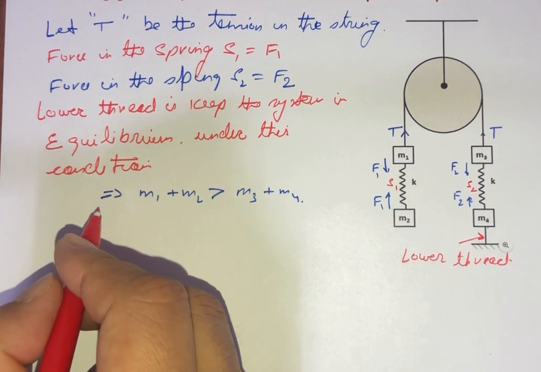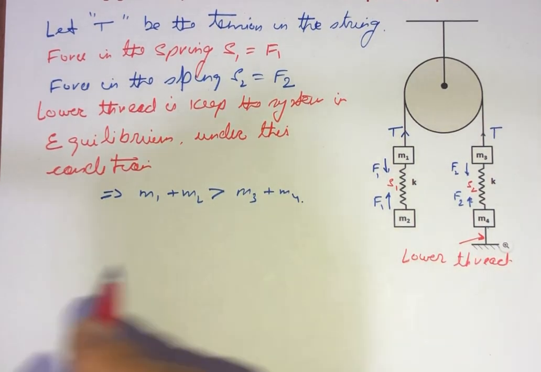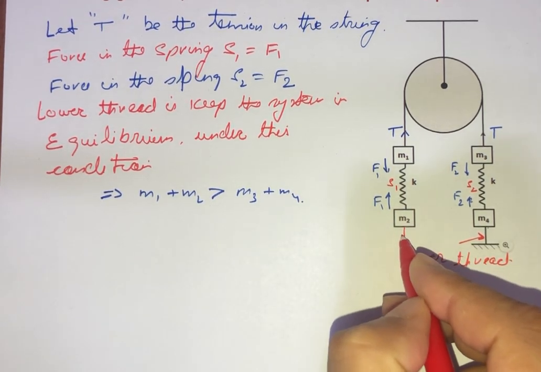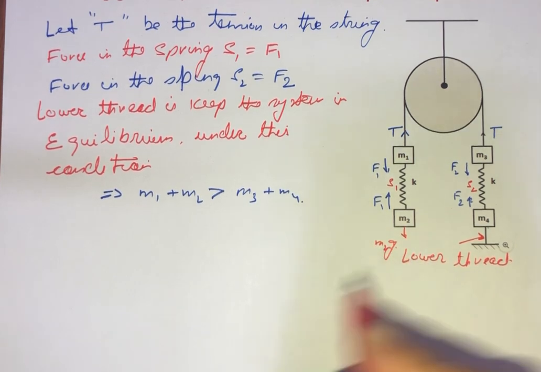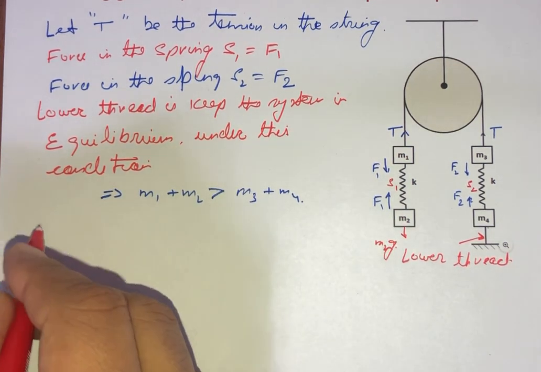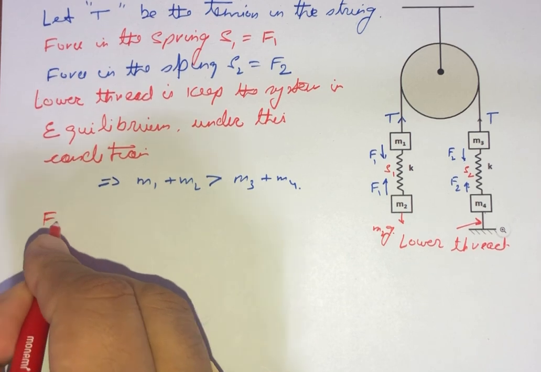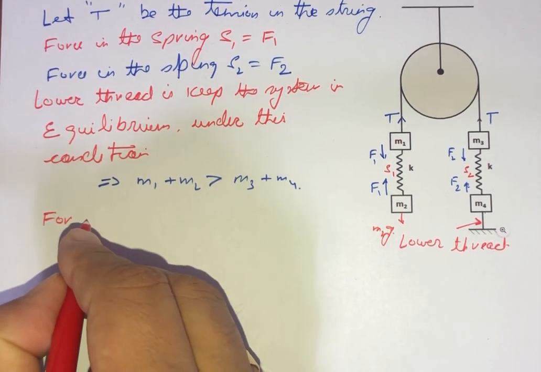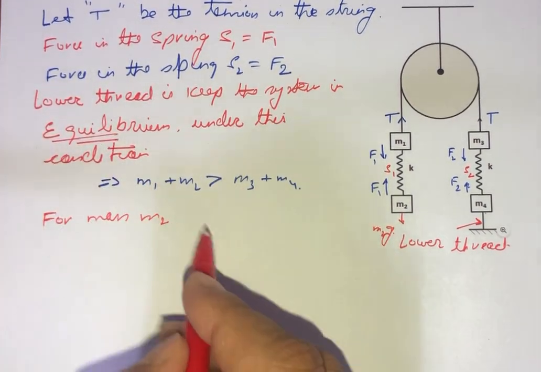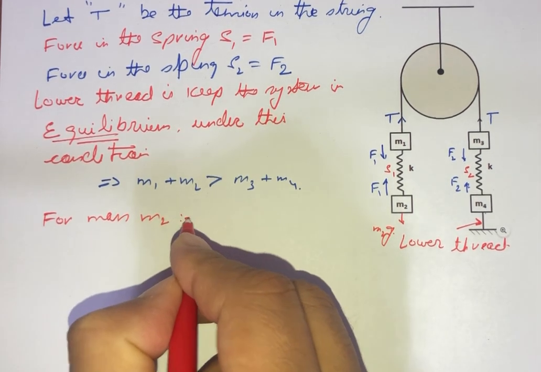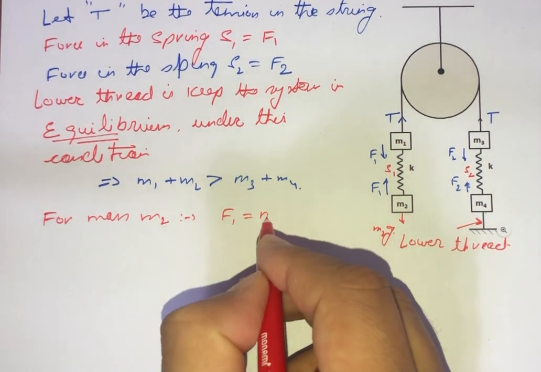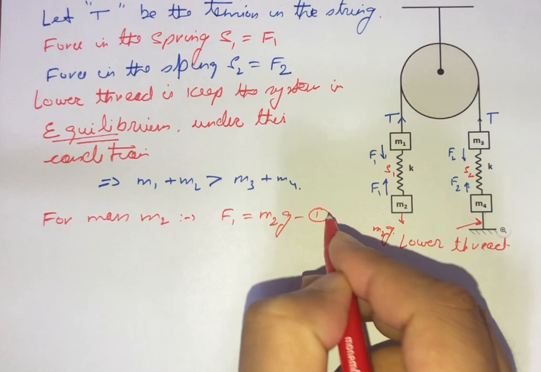So it is given that the system is in equilibrium. Let us say this is mass M2 and it is going to have a force in the downward direction equal to M2G, and it is going to have force F1 in the upward direction. So for mass M2, and this is under equilibrium, F1 will be equal to M2G. Let us call this equation number 1.